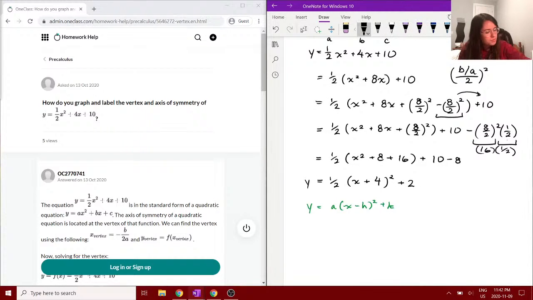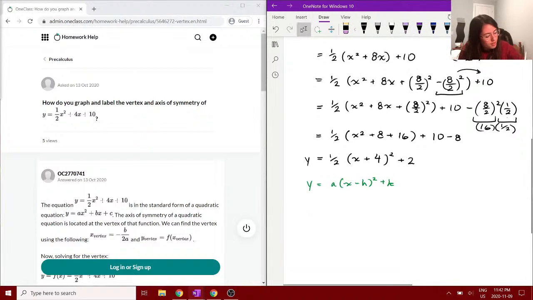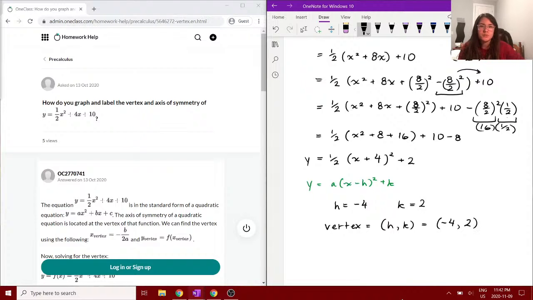So we can find that h is equal to minus 4, since in the vertex form equation it's minus h, so in order to get plus we need a minus 4 term, and we see that k is equal to 2. And remember that the vertex has the points (h, k), and so our vertex has the points (minus 4, 2). Okay?